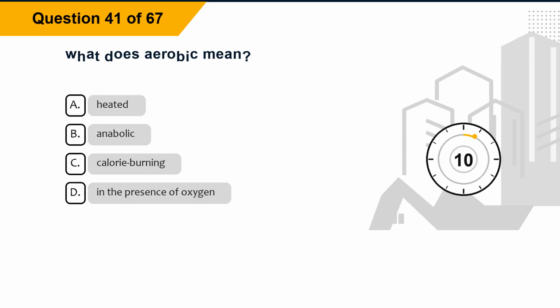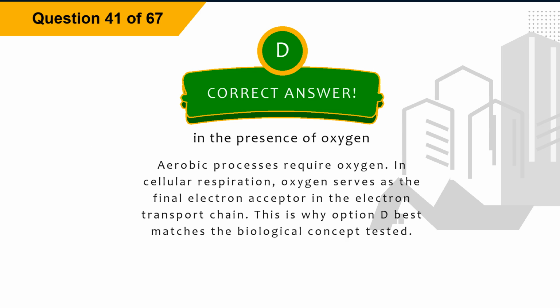Question 41. What does aerobic mean? Option A, heated. Option B, anabolic. Option C, calorie burning. Option D, in the presence of oxygen. The correct answer is option D, in the presence of oxygen. Explanation: aerobic processes require oxygen. In cellular respiration, oxygen serves as the final electron acceptor in the electron transport chain. This is why option D best matches the biological concept tested.